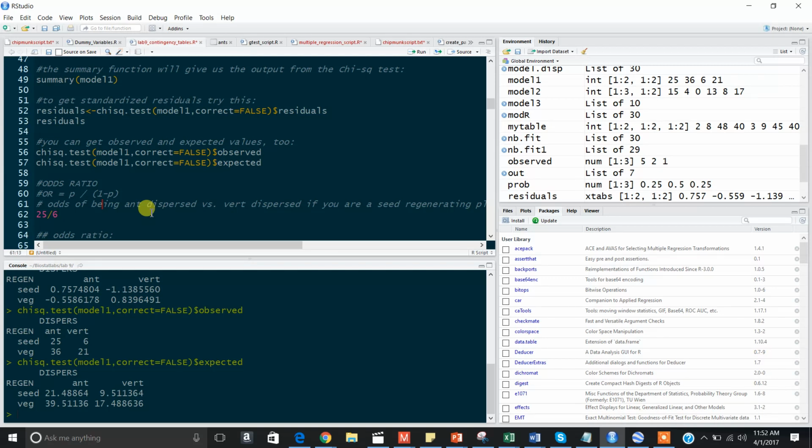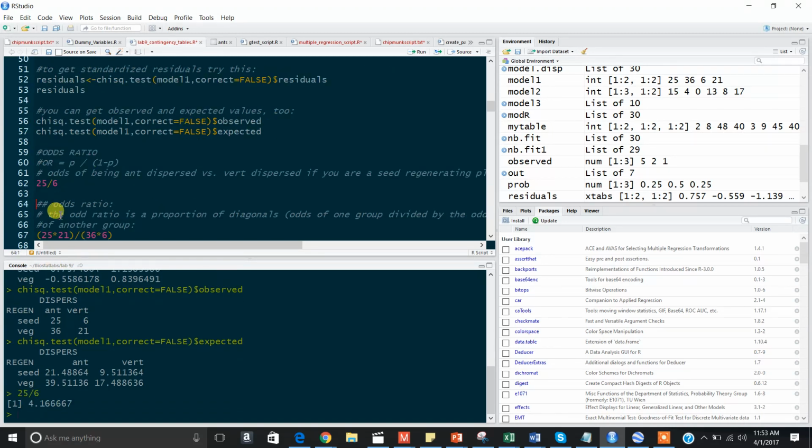So what you could do is go back down here to our observed values. So this is the probability of being a seed regenerating plant that's ant dispersed. And this is the probability of being a seed regenerating plant that's vertebrate dispersed. So if you want to get the odds of being ant dispersed versus vertebrate dispersed, all you have to do is take 25, that count, divided by the count for the seed regenerating plants that are vertebrate dispersed, in this case 6. So you can just run that in R, and this gives you the odds.